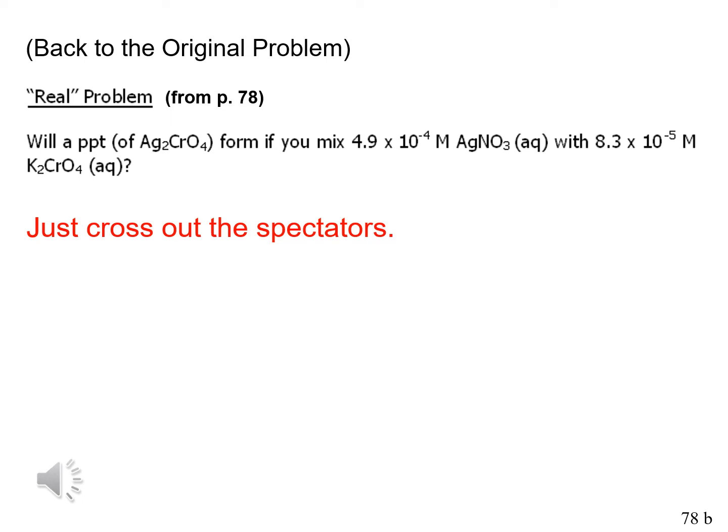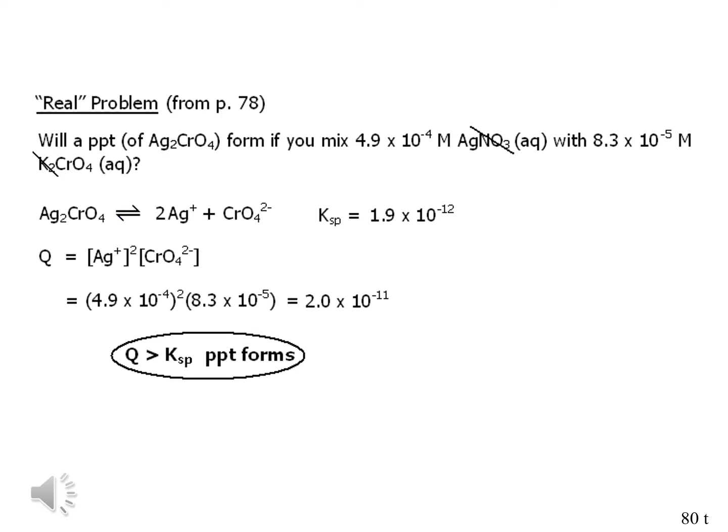Well, obviously, the spectators are the ones that are not going to show up in the solid. So in silver chromate, those are the ions we're going to actually end up with. So if you look at silver nitrate, nitrate is going to be the spectator because it's not in the solid. And for potassium chromate, K is going to be the spectator because it's not in the solid. So after you cross those out and plug them in, you're going to end up with a Q value, and in this case, the Q is greater than KSP, so you do get a precipitate.